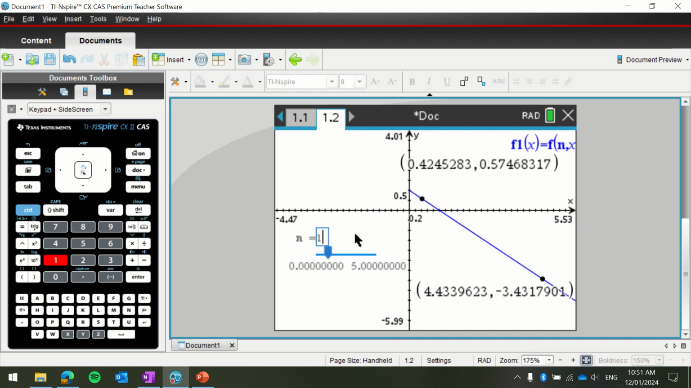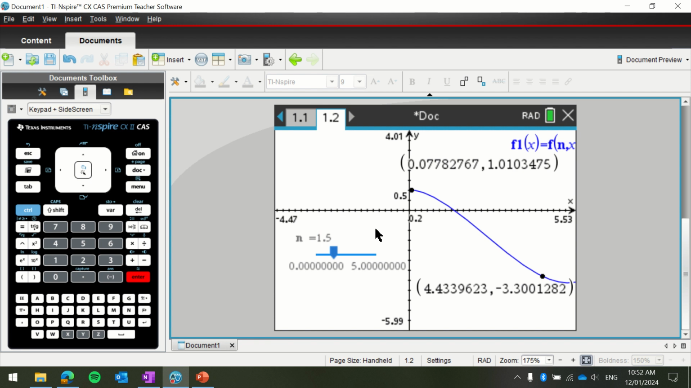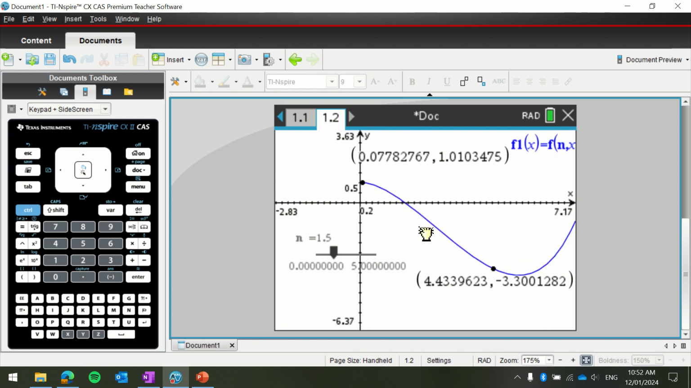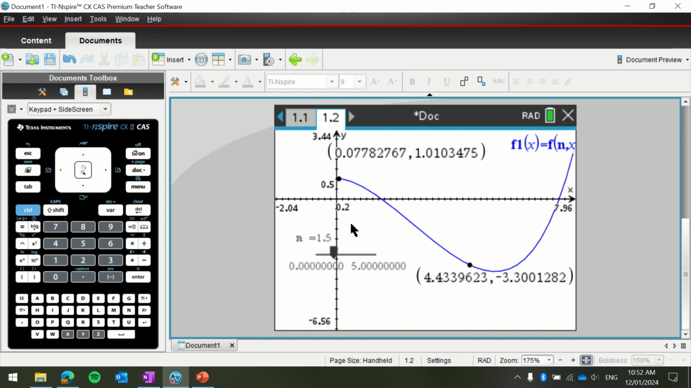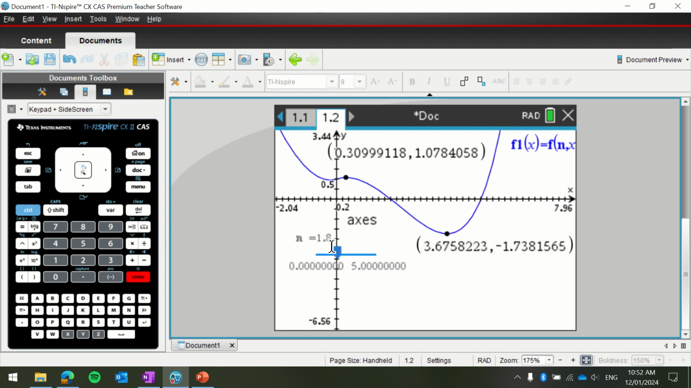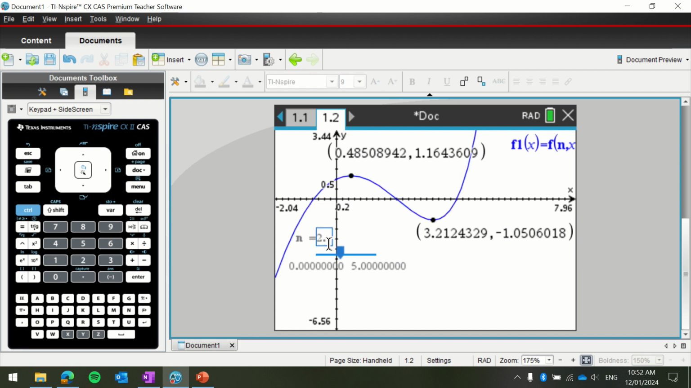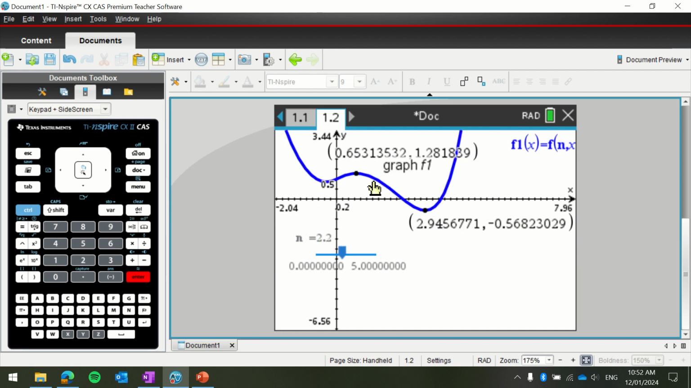And then, so let's try 1.5. Looks like there's a local minimum, but it's not on the x-axis. So you keep playing, and that's what I did. I basically just play with it. You can see the local minimum going up. As I increase n, the local minimum is going up. And 2, we did that before, didn't work. So 2.2, yeah, getting close. The local minimum is getting close to the x-axis.